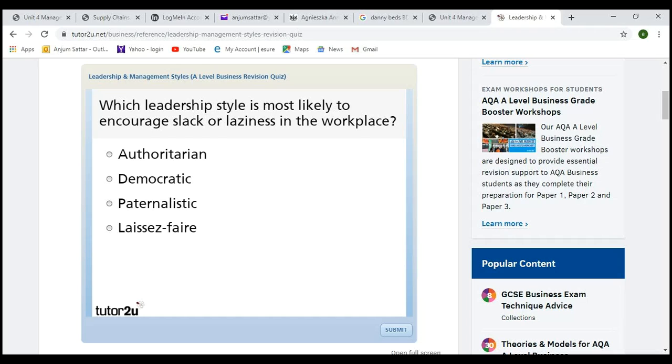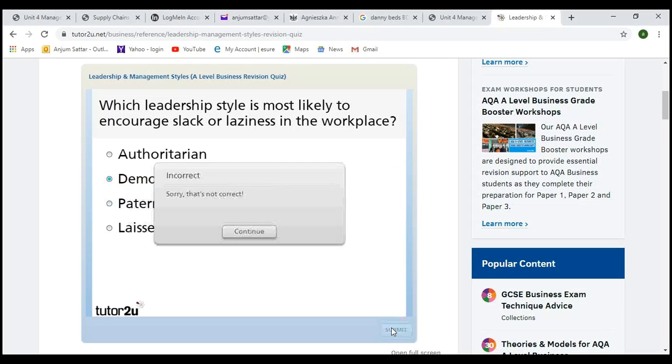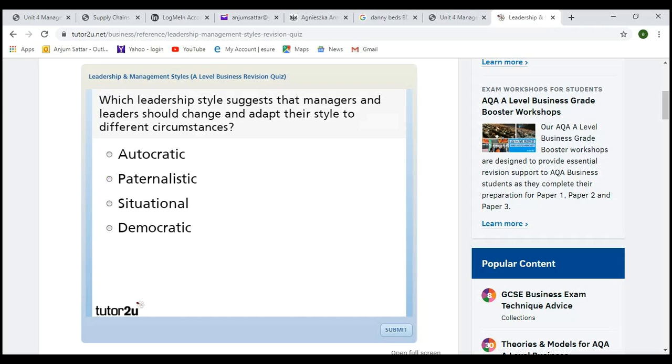Next, please. Democratic, I think. Democratic is normally when people see what they really want, isn't it? Oh yes, it's consultative. What leadership style says the manager and the leader should change and adopt their style in different circumstances? Paternalistic, situational, democratic, in different circumstances? Which one do you think?